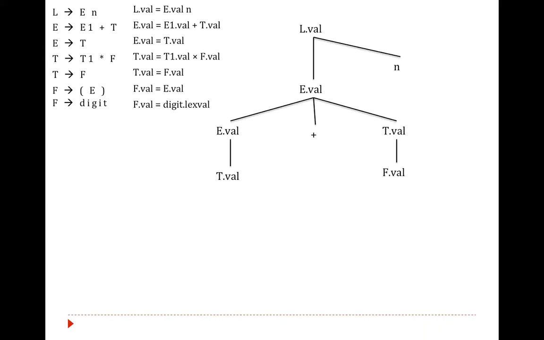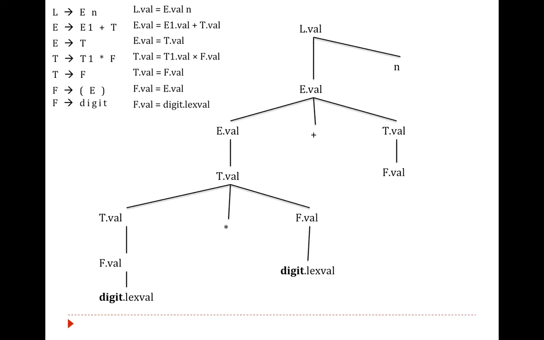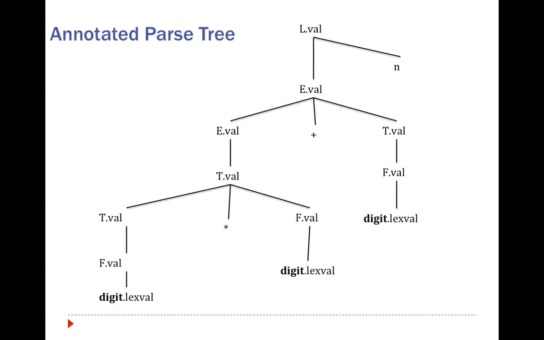Then E is replaced by T, and T is replaced by F. Now T becomes T star F. Then T is replaced by F and then finally by digit. Now the annotated parse tree. We want 3 multiplied by 5.